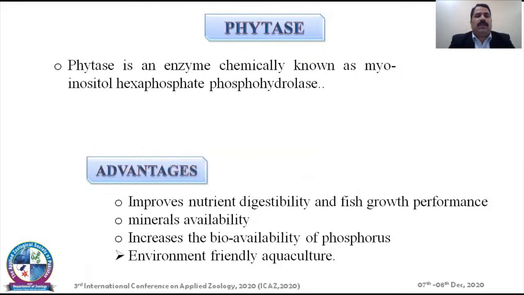The first supplement in our list is phytase, which is basically known as myo-inositol hexakisphosphate phosphohydrolase. It has so many advantages when we use it in fish feed. It improves nutrient digestibility and fish growth performance. It improves mineral availability. It also increases the bioavailability of phosphorus, and resultingly, it is very helpful to develop cost-effective and environment-friendly fish feed.